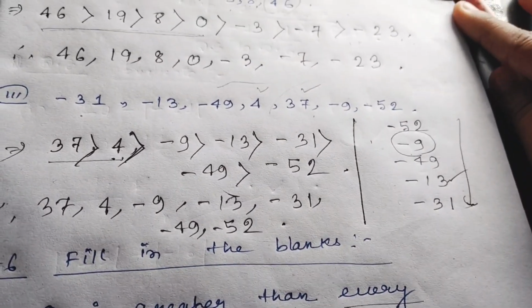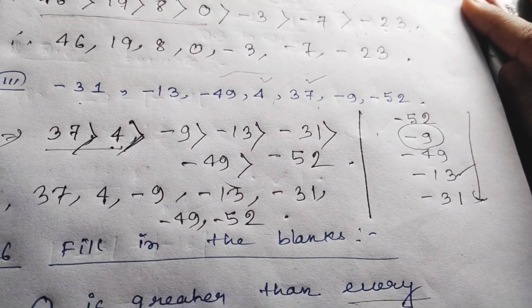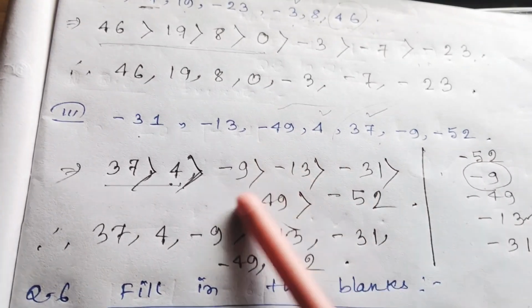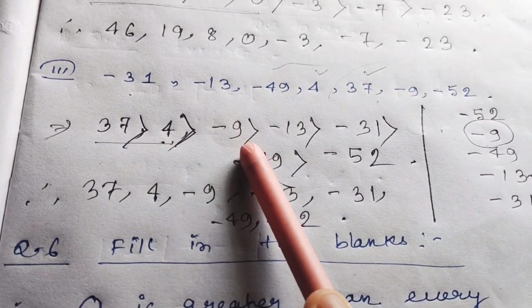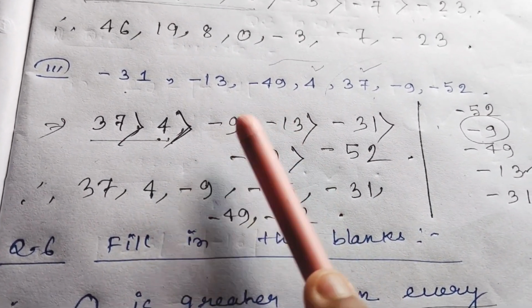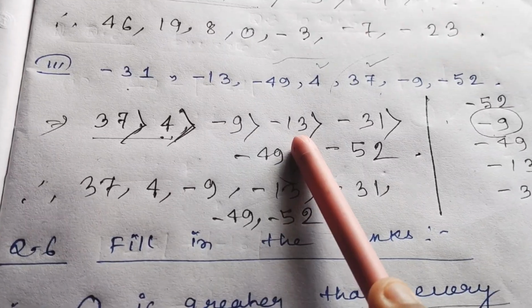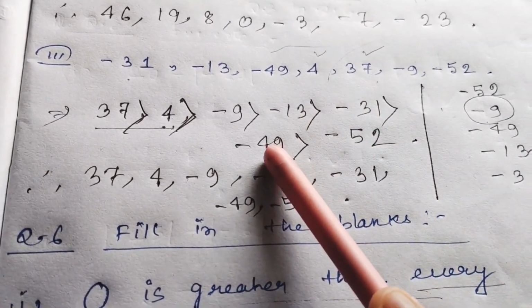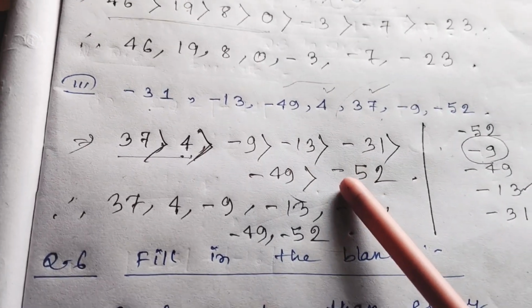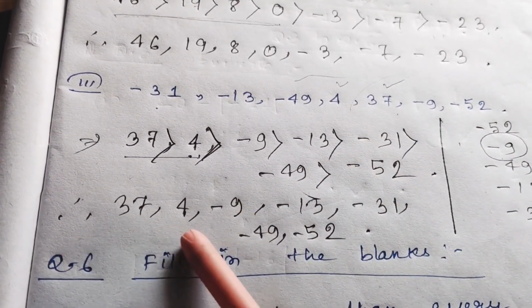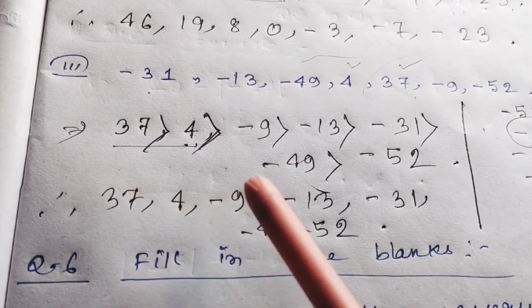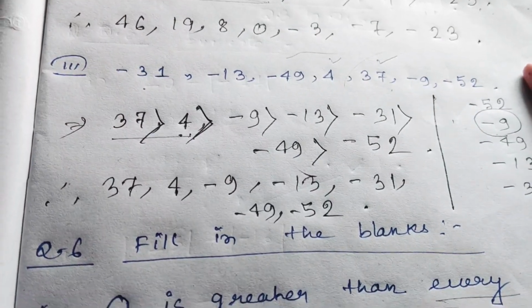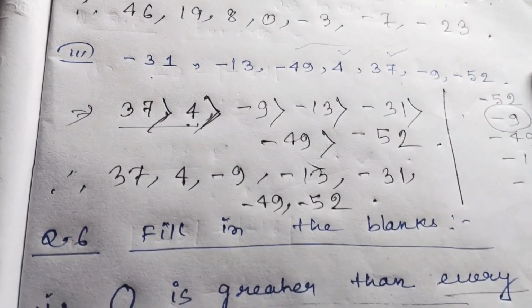In minus 52, minus 9, minus 49, minus 13 and minus 31, which is bigger? Minus 9 is bigger. So after 4, minus 9 comes first, then minus 13. Minus 9 is greater than minus 13, minus 13 is greater than minus 31, minus 31 is greater than minus 49, and minus 49 is greater than minus 52. So you can write this as: 37, 4, minus 9, minus 13, minus 31, minus 49 and then minus 52.